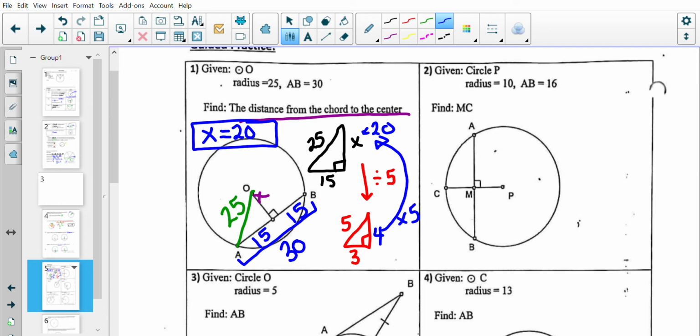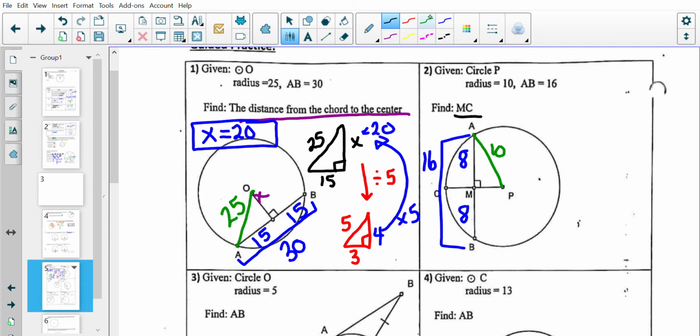Okay, let's try another one. It says we have circle P, so that means the center of our circle is P. The radius of the circle is 10, and AB is 16. So we know chord AB is 16. We know if we have a perpendicular from the center, it will also bisect it, so it will turn into 8 and 8. Now our radius is 10, so I'm going to draw in one of my radii. We'll say that is 10. And we want to find MC.